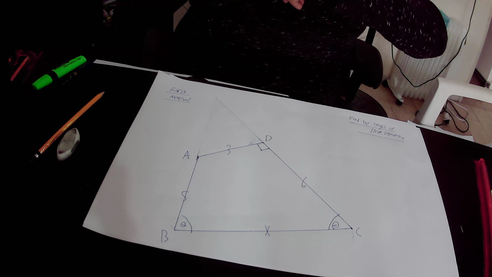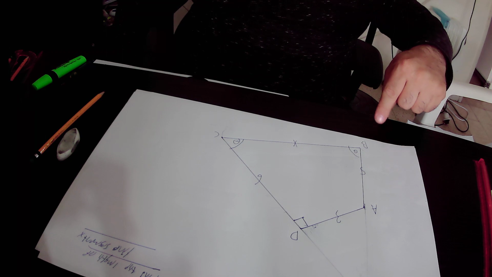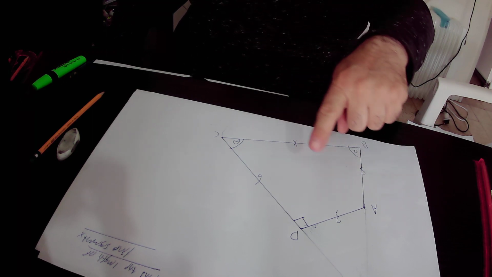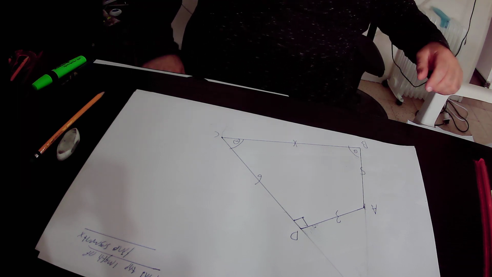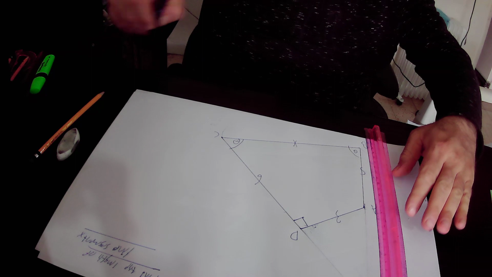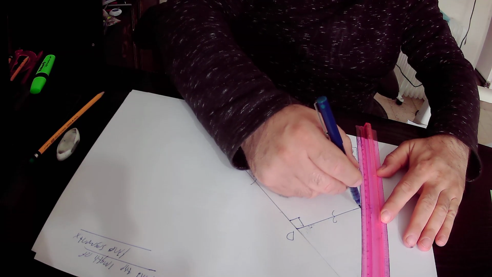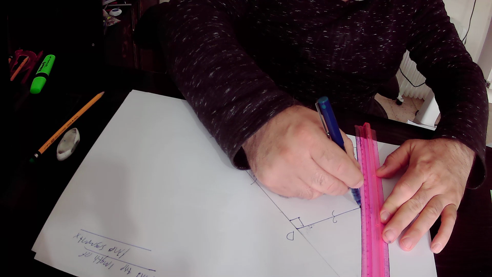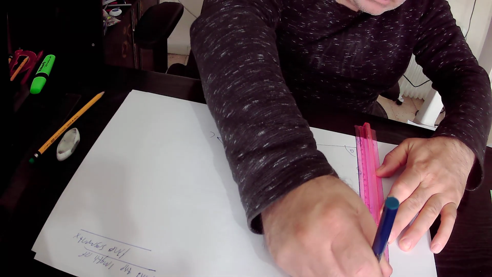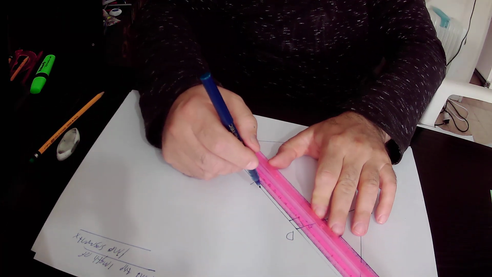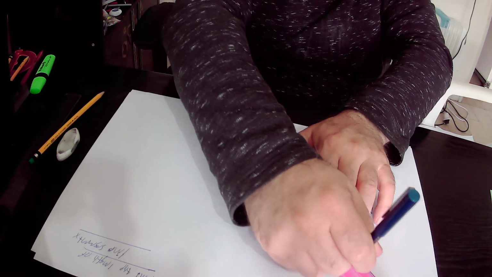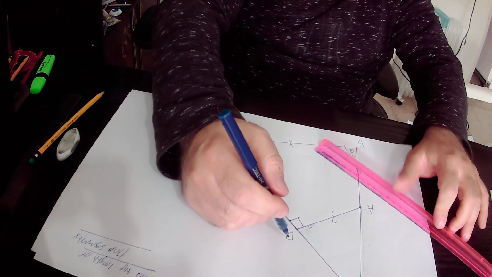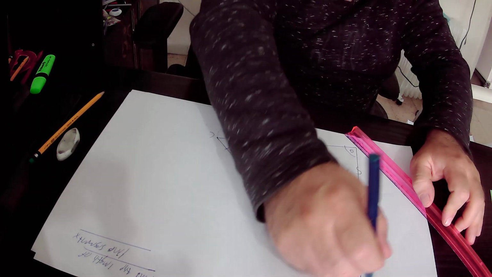Okay, so we start with the first method, and we will extend side BA and side CD of quadrilateral ABCD by a straight line until they intersect with each other. And we will define the intersection point between the extended side AB and the extended side CD as E.